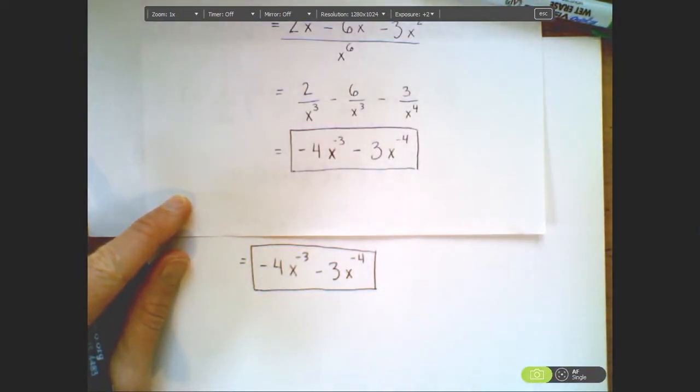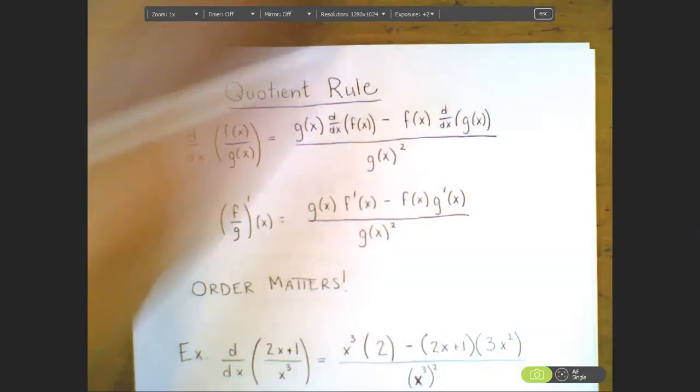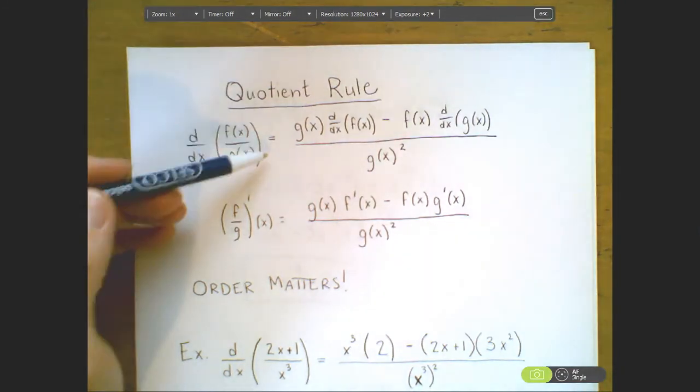This doesn't verify that this rule is correct, but this is just one piece of evidence to show that unlike product rule that's nice and clean, quotient rule is a little bit messier. And depending upon the problem that you're working on, you can use quotient rule or product rule.